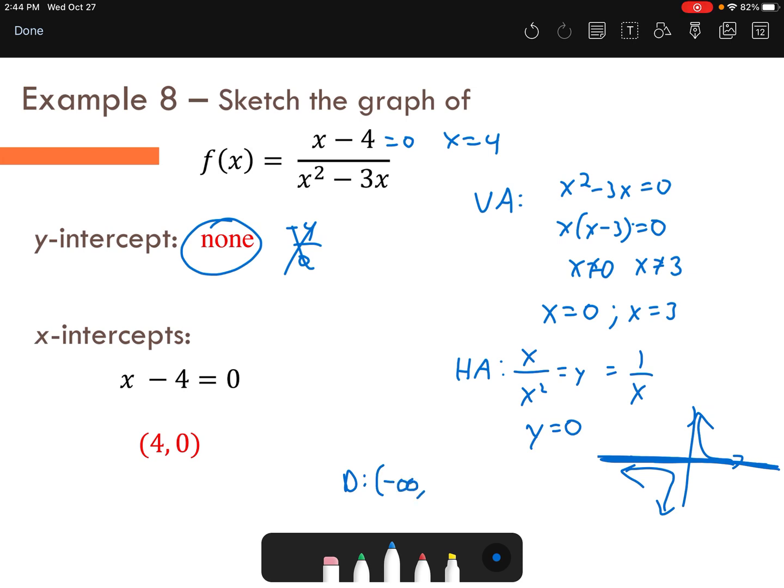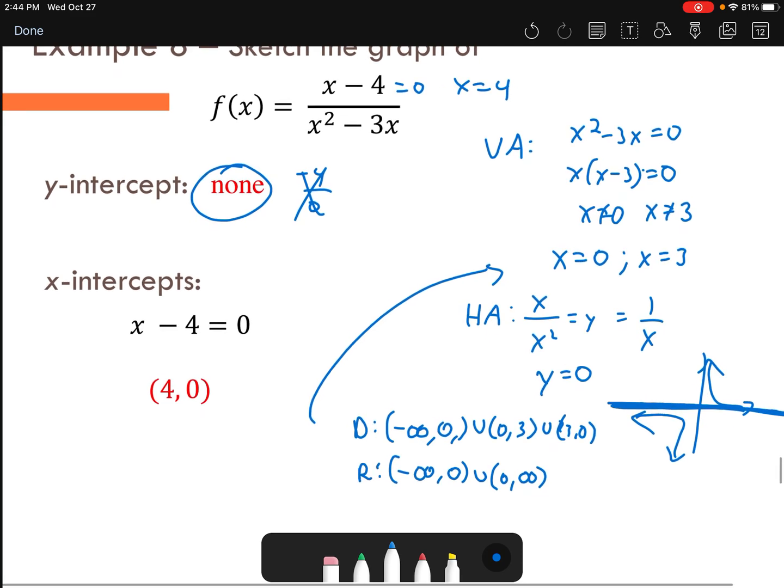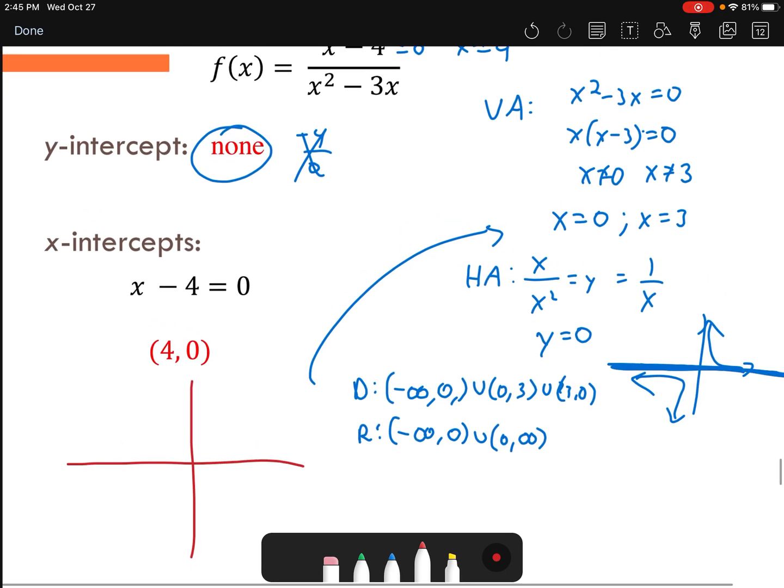And let's see, our domain is negative infinity to 0, union 0 to 3, union 3 to infinity. That's up here. That comes directly from the vertical asymptote. What's the range? Well, that's going to come from the horizontal asymptote, negative infinity to 0, union 0 to infinity. Now let's see what this thing looks like, as best we can, that is.